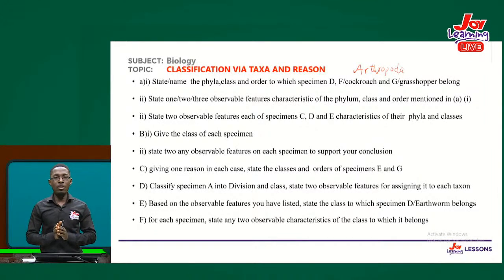Usually, if they ask for phylum 1 mark, class 1 mark, order 1 mark, and they ask for two reasons, it means that on that score, you have about 9 marks. Remember, the first one, identification, was about 4 marks. You are going to about 13 marks. Remember, capitals should start single words.